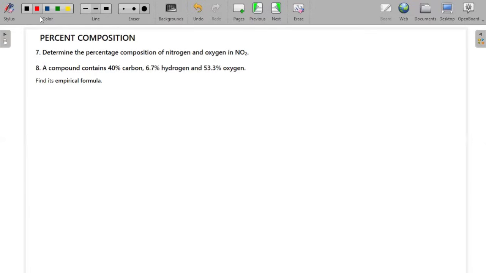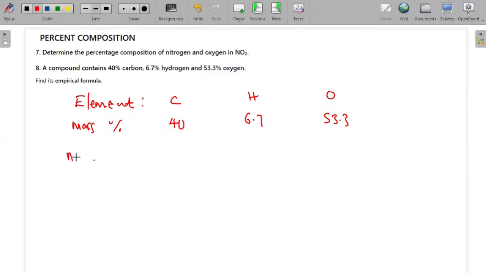Here they're saying a compound contains 40% carbon, 6.7% hydrogen, and 53.3% oxygen. Find its empirical formula. The usual method is just to follow whatever I'm going to write here. I'll say element here: I have carbon, hydrogen, and then oxygen. And then here I write mass percent. So this one is 40, this one is 6.7, and this one here is 53.3.